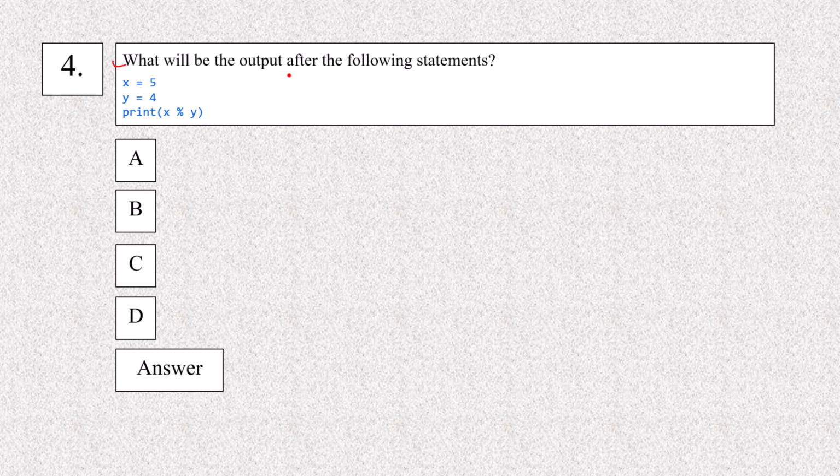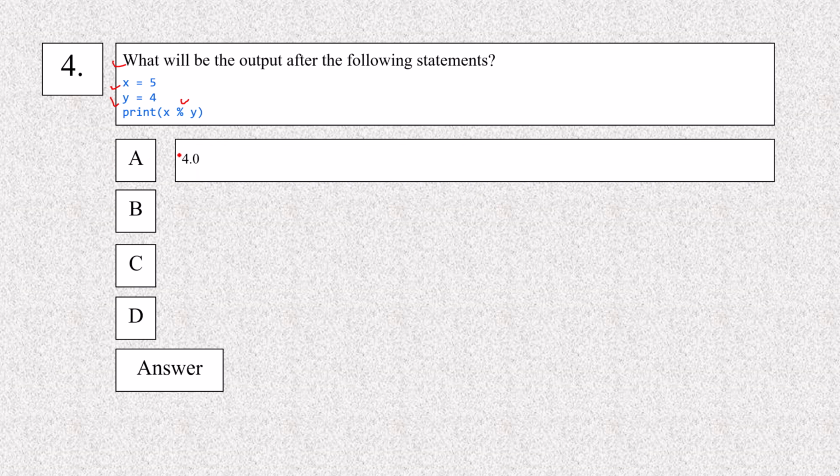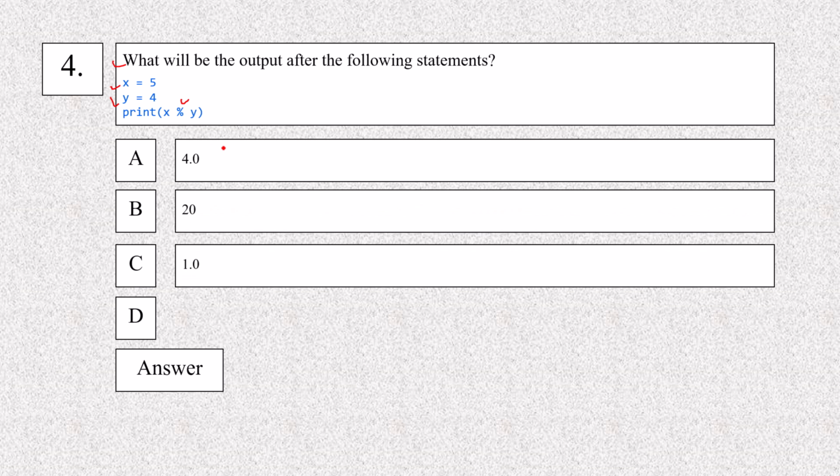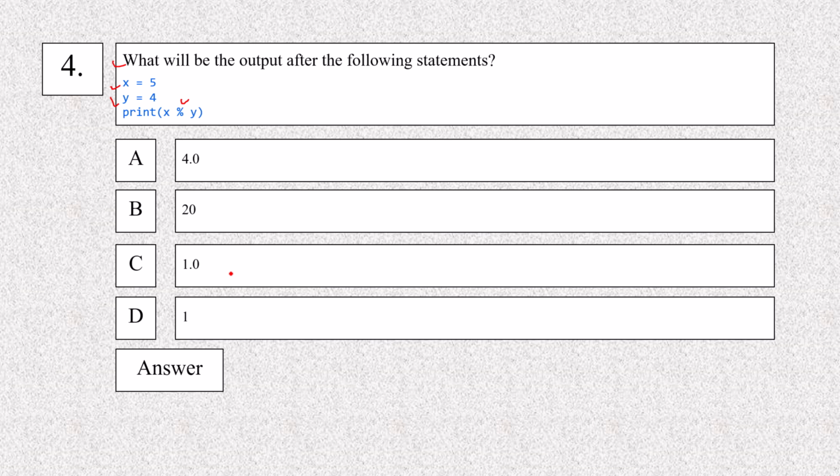What will be the output after the following statement? Here you can see that we have a variable x and y. The value of x is 5 and value of y is 4, and now we are using x modulus y. This is the modulus operator. If we use this, it will return the remainder after the division. Here is our option. Option A 4.0, option B 20, option C 1.0, and option D is 1.